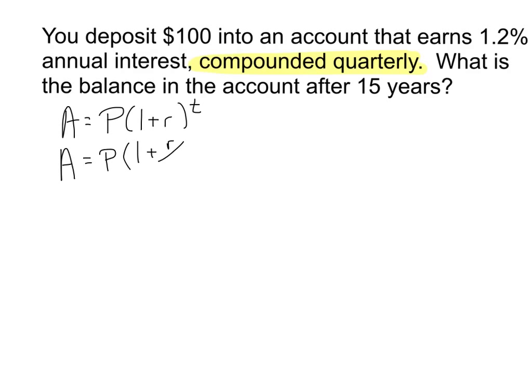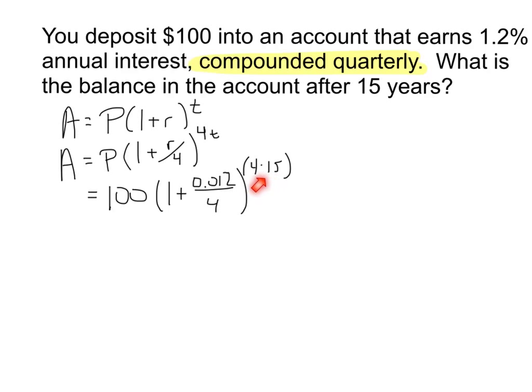Our interest rate would be divided by 4, because quarterly means 4 times a year. And now we've got to raise that to the 4t, because they're posting 4 times a year. So for this particular problem, we have P, 1 plus our interest rate is 0.012 over 4, raised to the 4 times 15 years. Now be sure when you put this in your calculator that you use parentheses for your exponent. Otherwise they're going to raise this just to the 4th power and then multiply the whole thing by 15.